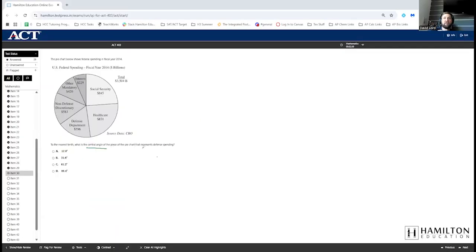To the nearest tenth, what is the central angle of the pie chart that represents defense spending? So defense spending looks like Defense Department, which is 596 divided by 3,504. You could convert to billions, but the billions would cancel out on top and bottom. And that looks like approximately 1/6 out of 360, which is 60 degrees. So I'm going with probably C. We can confirm that. And that is true. But estimation is definitely very helpful on the ACT. It can help you go much faster.